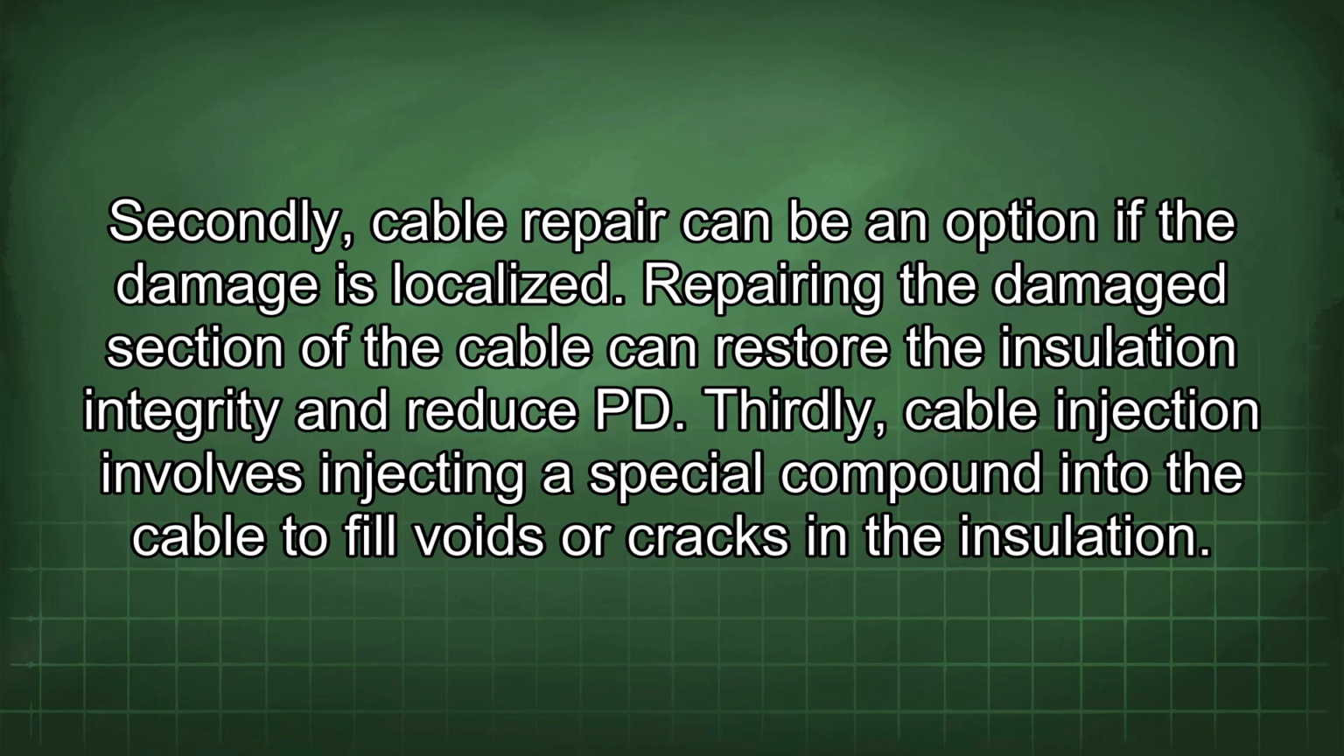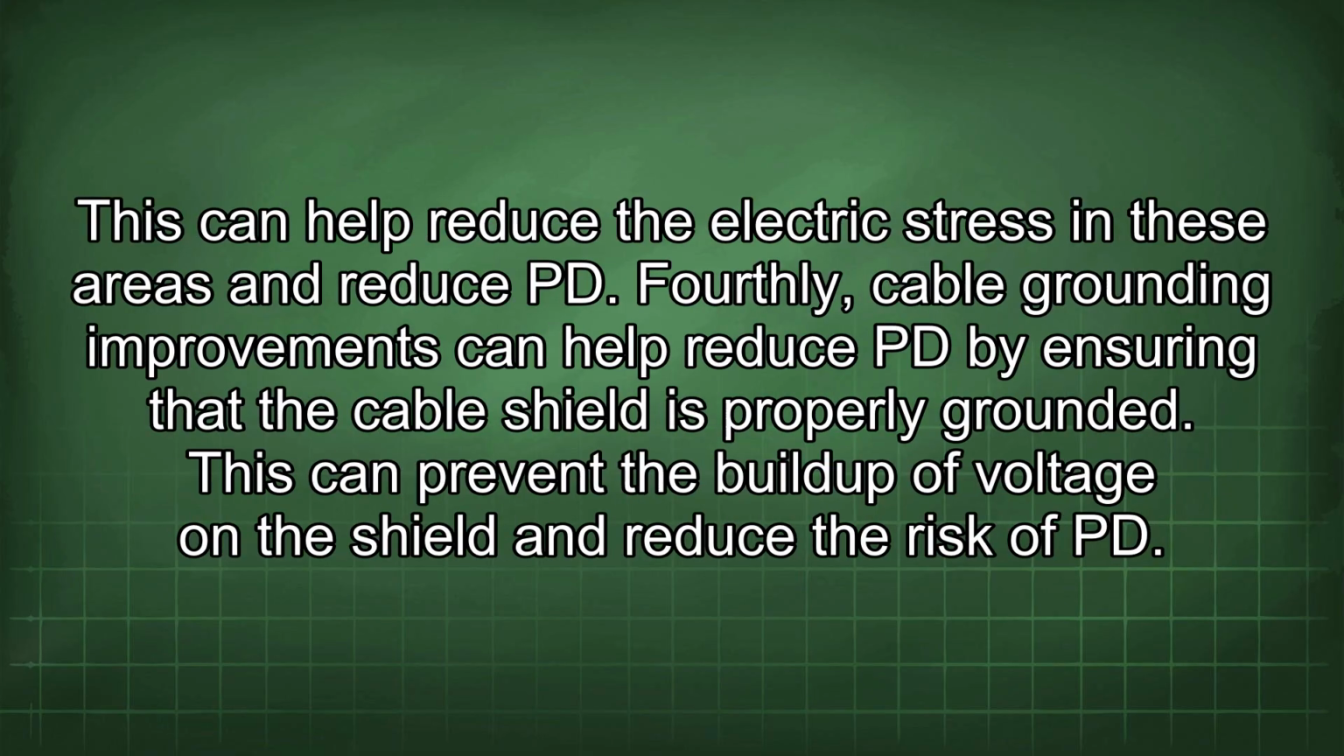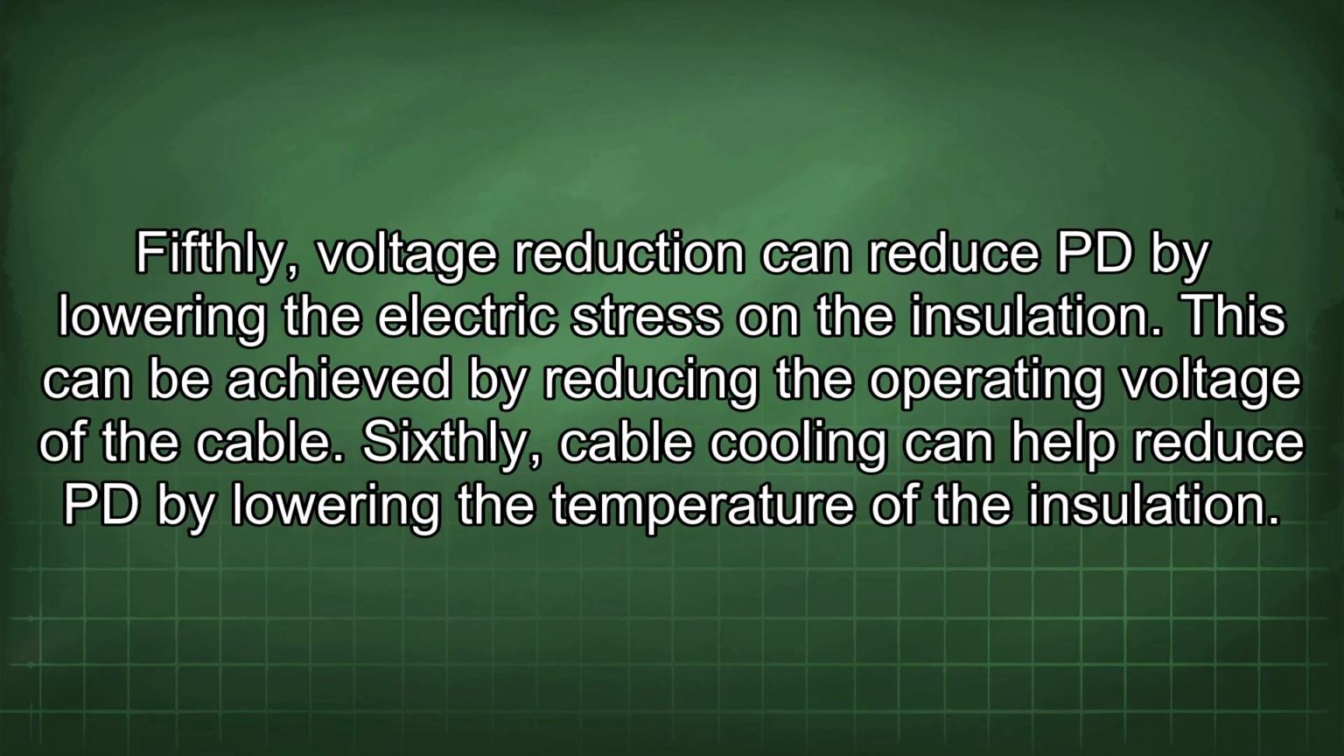Thirdly, cable injection involves injecting a special compound into the cable to fill voids or cracks in the insulation. This can help reduce the electric stress in these areas and reduce PD. Fourthly, cable grounding improvements can help reduce PD by ensuring that the cable shield is properly grounded. This can prevent the buildup of voltage in the shield and reduce the risk of PD. Fifthly, voltage reduction can reduce PD by lowering the electric stress on the insulation.